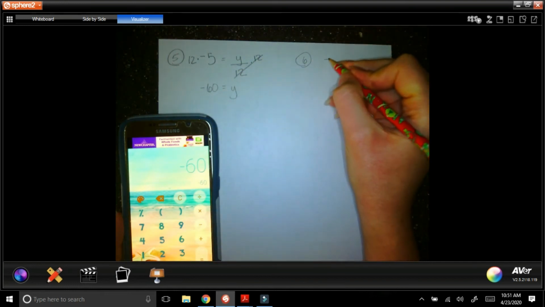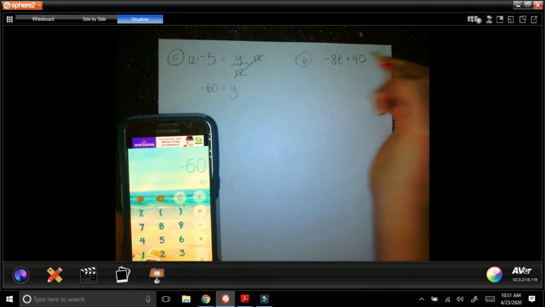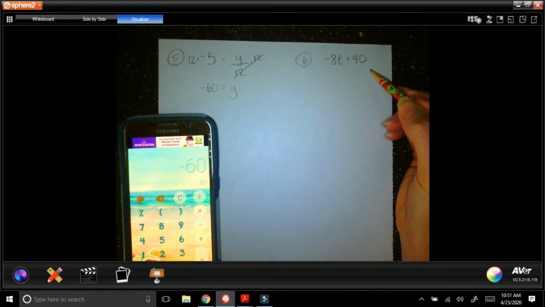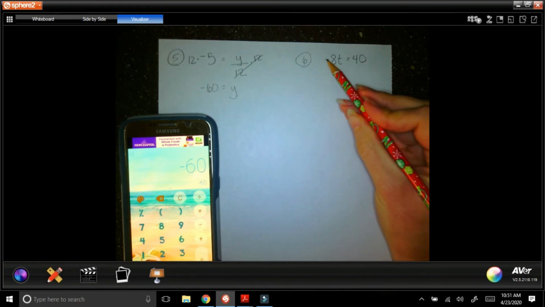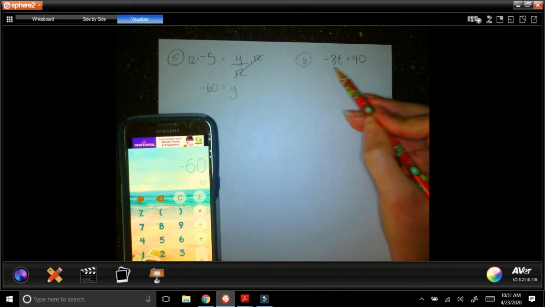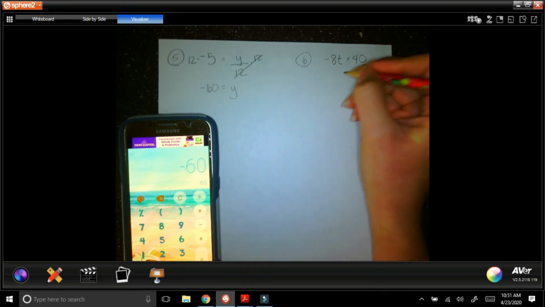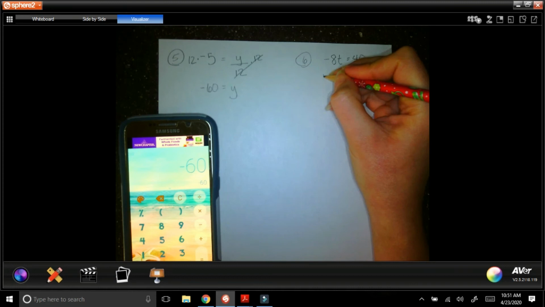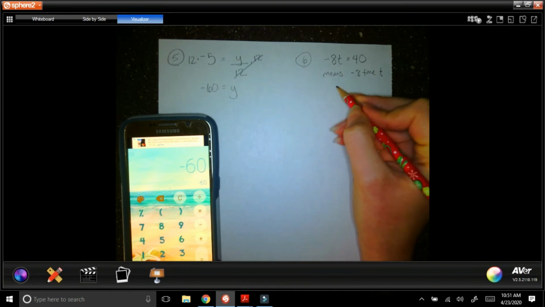For the next one, let's say I have negative 8t equals 40. Something like this is a problem that students sometimes make mistakes on because they think of this as a negative 8 plus t, so then they want to add 8 to get it to cancel. Remember that this means negative 8 times t. So because this means negative 8 times t, you have to divide.